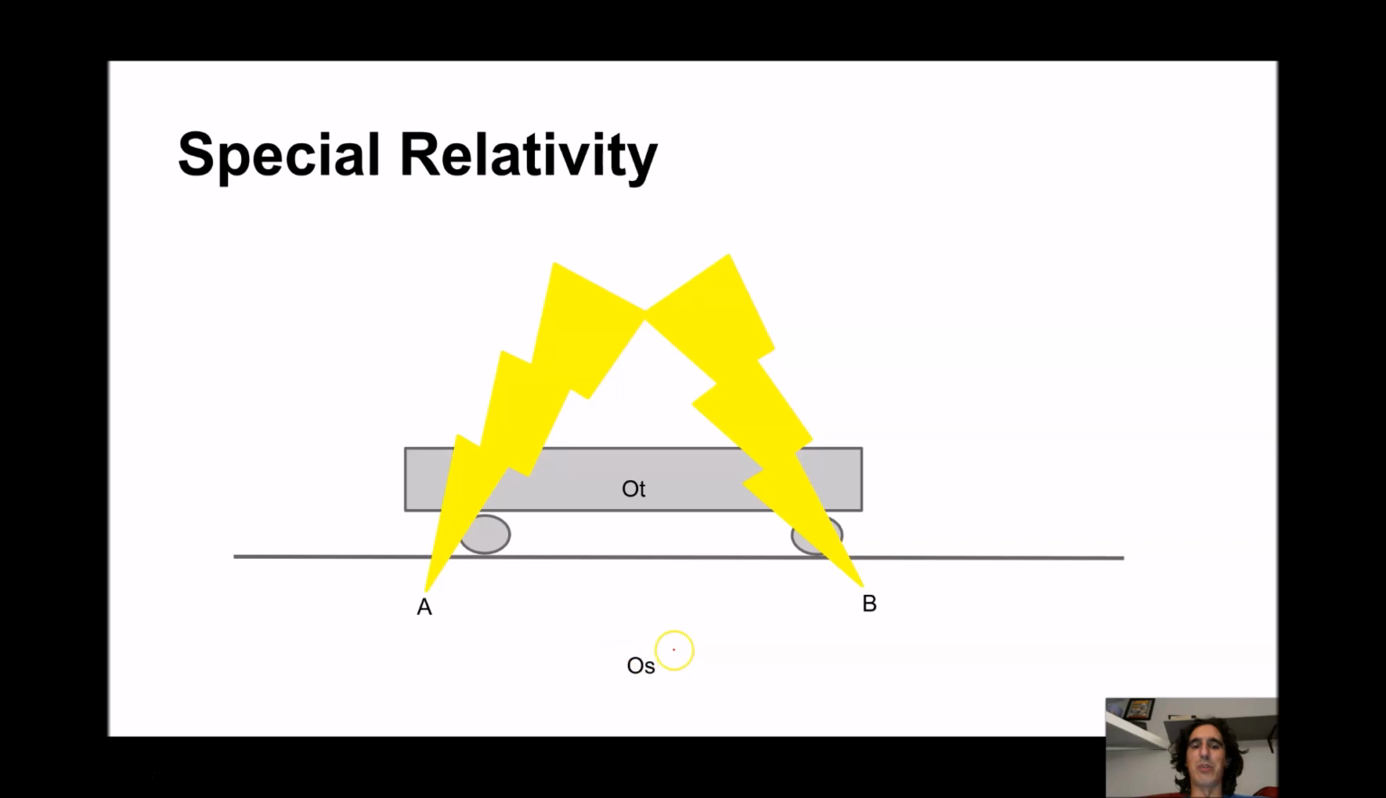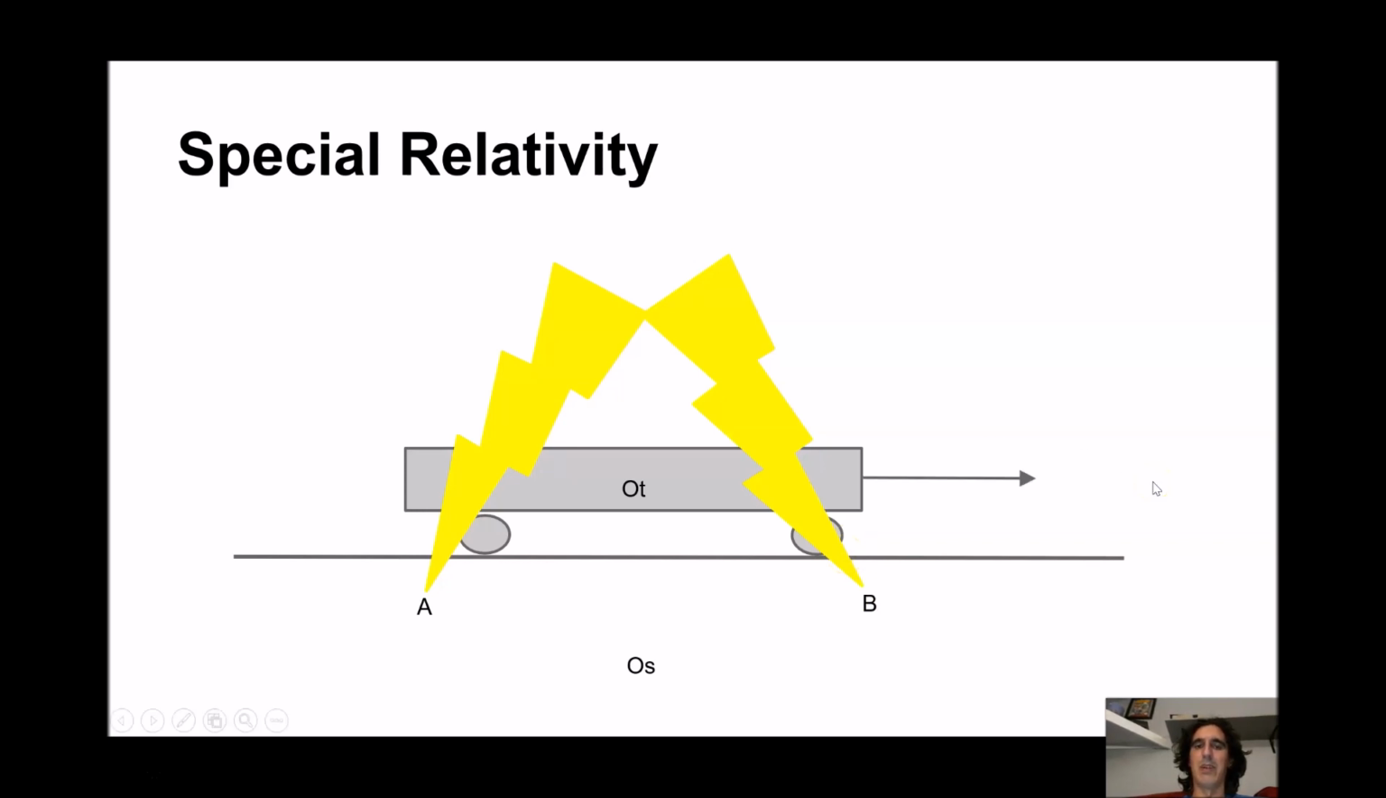The stationary observer, because they are right in the middle, is going to hear bells A and B simultaneously. The person sitting in the stationary train, because they're not moving and they're also in the middle of A and B, is going to hear the bells A and B simultaneously.